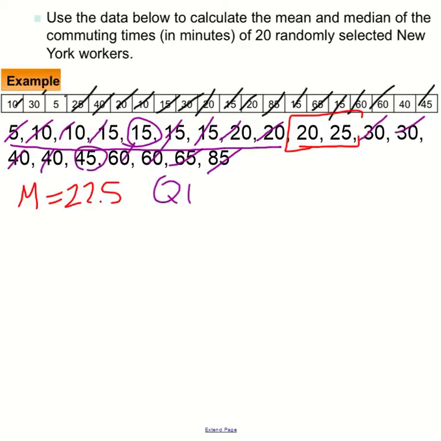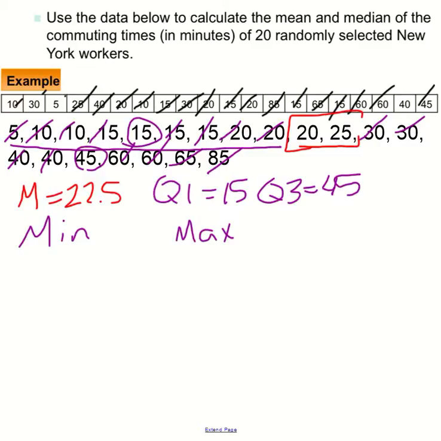Our quartile 1 was 15, and our quartile 3 is 45. Now we have to find our minimum and our maximum. Before we can do that, we need to find our interquartile range. The interquartile range is our quartile 3, 45, minus our quartile 1, 15. So 45 minus 15 is 30.